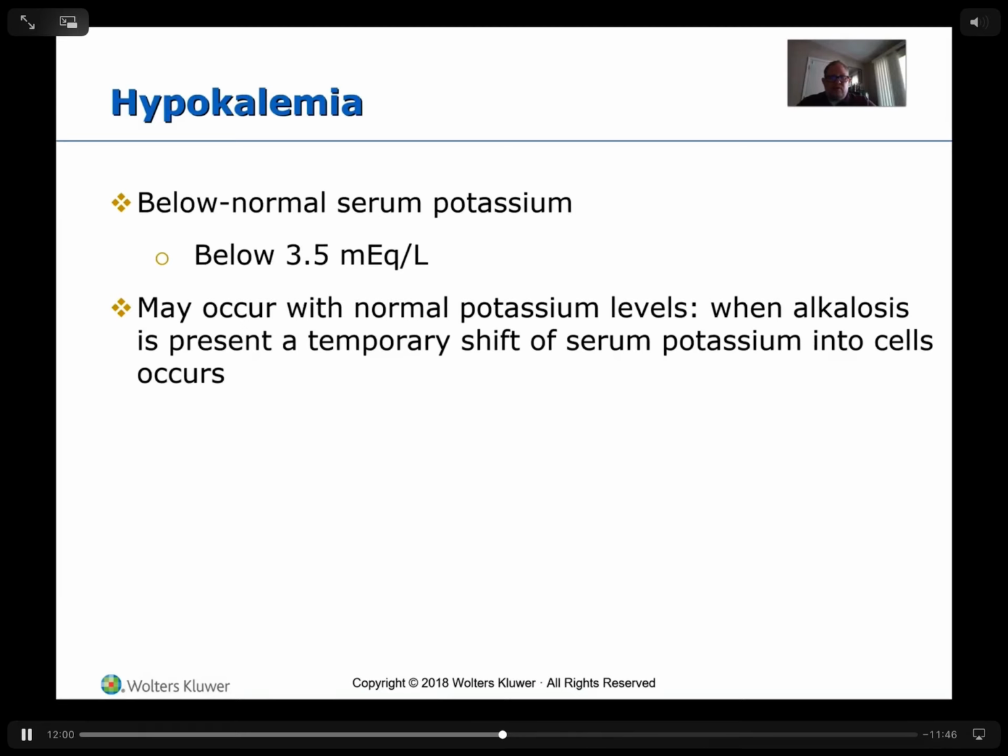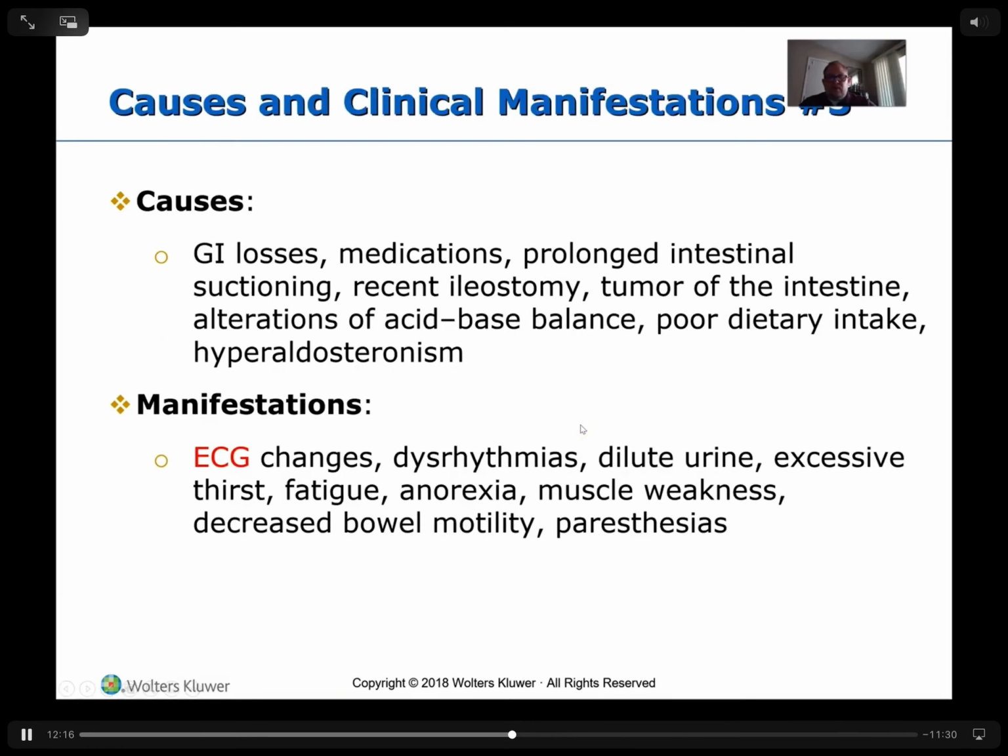Potassium, here's one you really want to make sure you're reviewing for the semester. Hypokalemia is below 3.5. It may occur with normal potassium levels when alkalosis is present, due to a temporary shift of potassium into the cells. We'll discuss that a little more later. Causes are going to be GI loss, medications, prolonged suctioning, tumor of the intestine, alterations in acid-base balance, poor dietary intake.